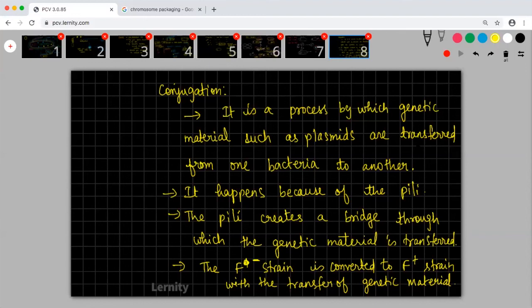Okay, so we are almost done. I'll just teach. F plus cannot get converted into F minus. Okay, please understand that F plus cannot get converted into F minus.